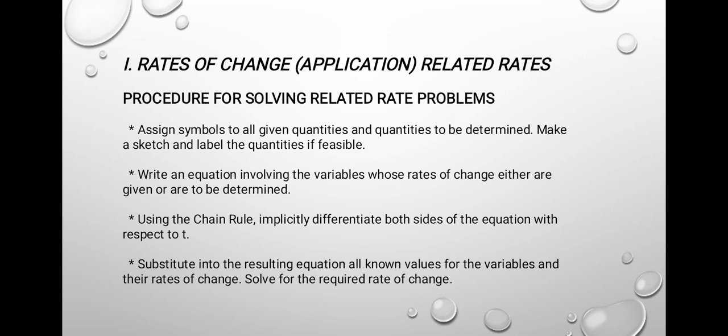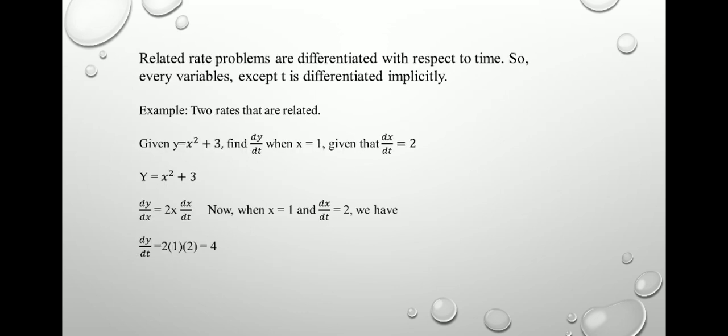Using the chain rule implicitly, differentiate both sides of the equation with respect to t. Substitute into the resulting equation all known values for the variables and their rates of change. Solve for the required rate of change. Related rate problems are differentiated with respect to time. So, every variable except t is differentiated implicitly.